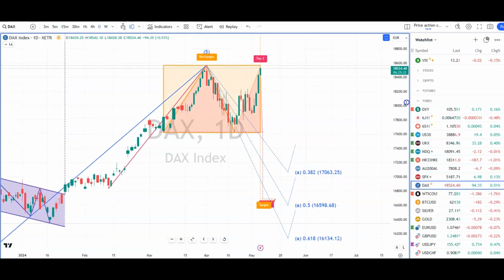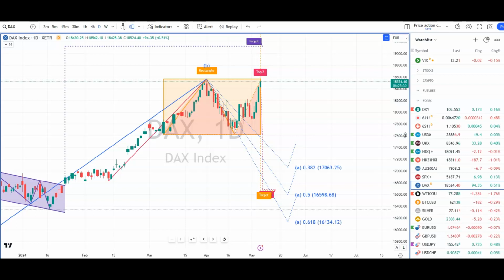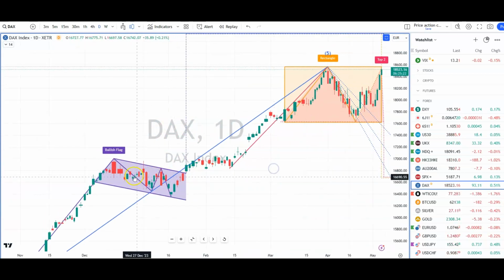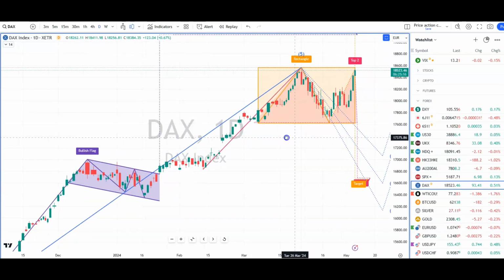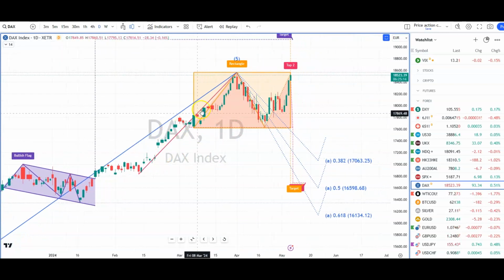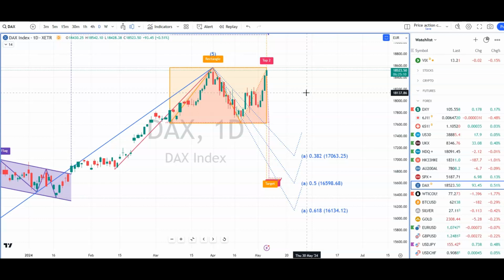DAX, consolidating into a rectangle formation. No information. It could be forming wave 5. We had a breakout of this bullish flag a few months ago in January. We had, I don't know, about 1,600 points out of that. Congratulations, members, if you had that. But this easily and quickly tells me I don't want to be trading this.